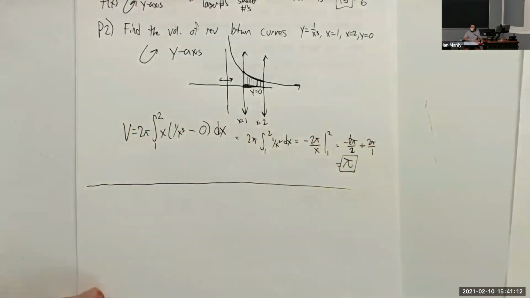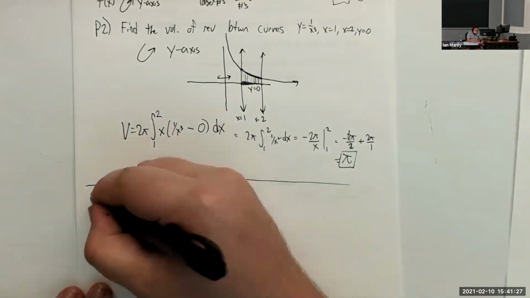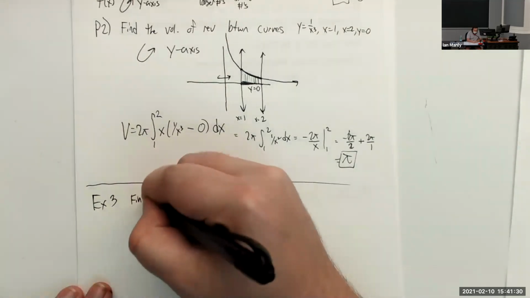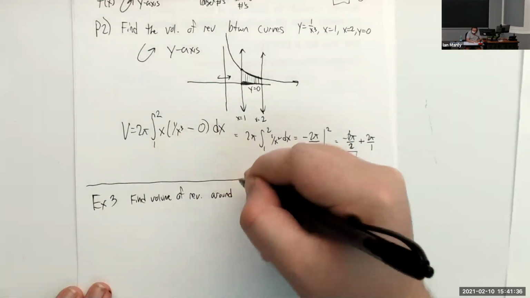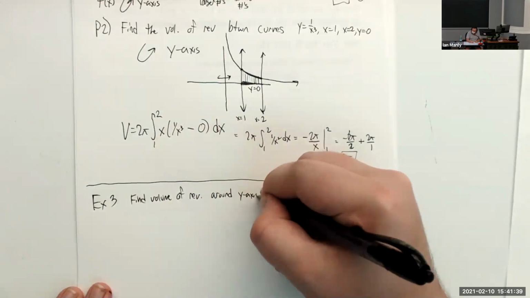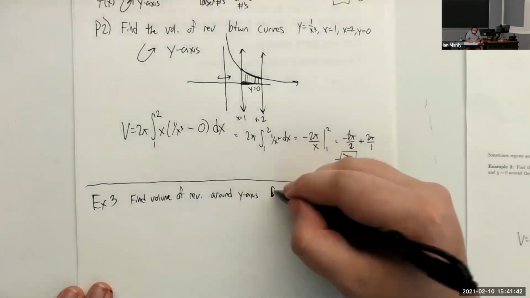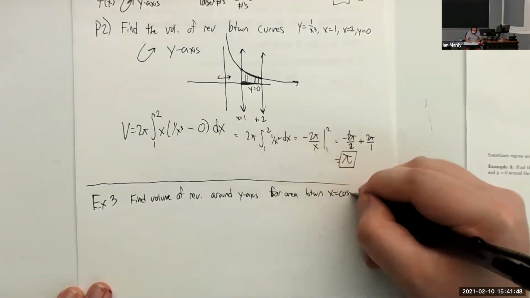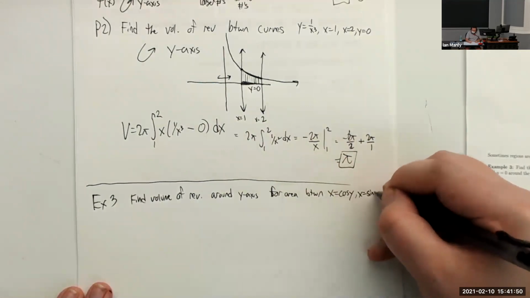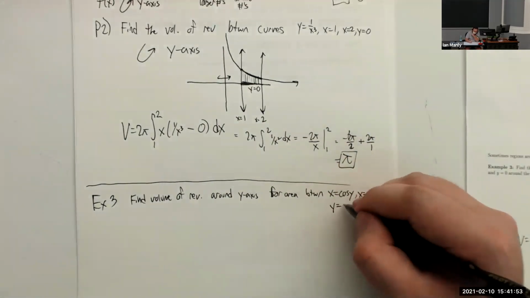So we got a question earlier about having functions of y, or doing integrals with respect to y, rather than doing integrals with respect to x. And sometimes that ends up being more convenient for drawing these volumes or figuring out what they are. So we're going to learn how to do that as well. So for my third example here, I want to find the volume of revolution around the y-axis for the area between x equals cosine of y, x equals sine of y, and y equals 0.